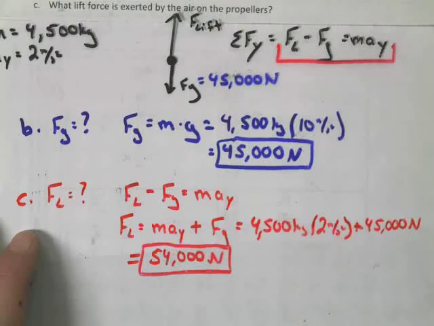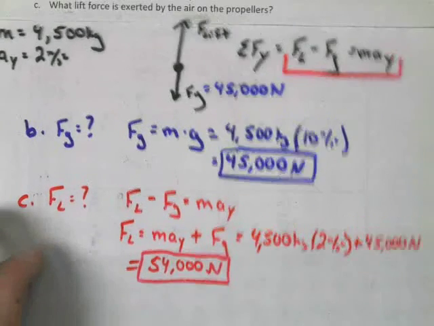Isn't it you're adding 45,000 and 45,000 because MAY is already... I was just kidding. Questions? Other questions?